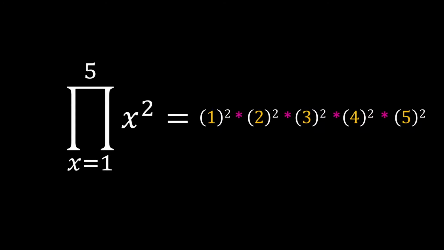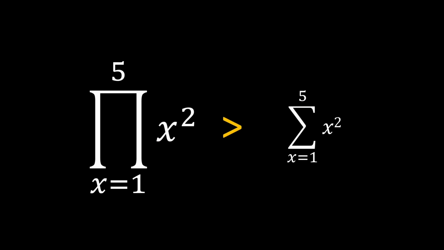Capital Pi takes the same idea of adding a list of numbers together and extends it to multiplication. With the same expression as before, instead of adding all the numbers, pi multiplies them together. But aside from producing a much larger number than Sigma, capital Pi also gives us cool new ways to write other expressions we're familiar with.